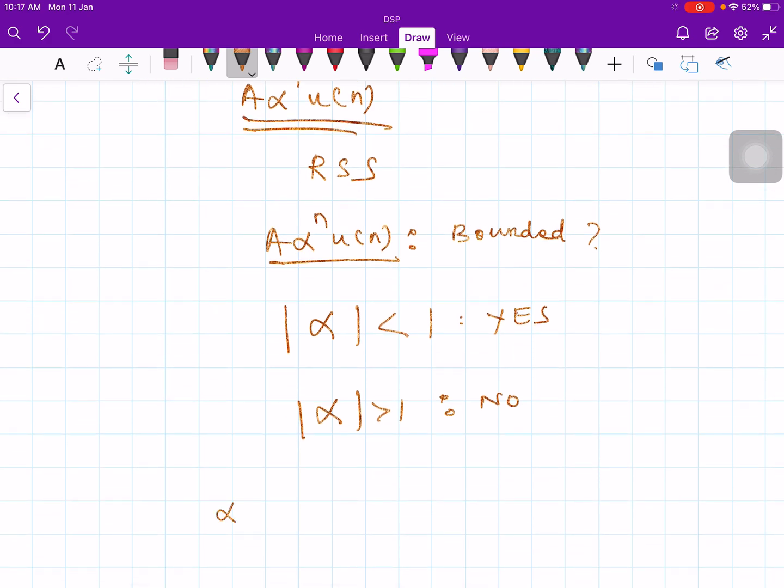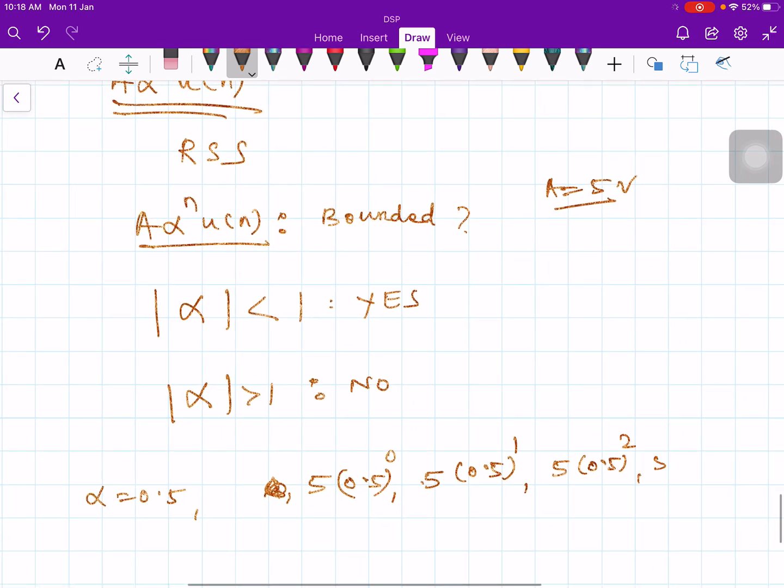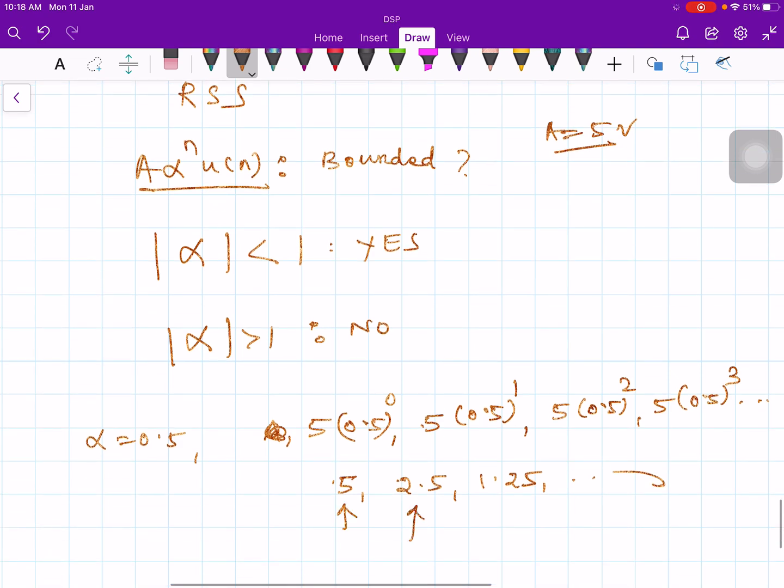For example, let's say alpha is equal to 0.5, then what will happen? Let us take, for simplicity, a is equal to 5, some amplitude of 5 volts. Then you have 5 times 0.5 to the 0, 5 times 0.5 to the 1, 5 times 0.5 to the 2, 5 times 0.5 to the 3, and so on. So this is going to be 5, then 5 times 0.5, 2.5, then 5 times 0.25, 1.25, and it keeps going. The values keep on reducing. It starts from 5, then half of that, again half of that, it is decreasing. So therefore the sequence is bounded.